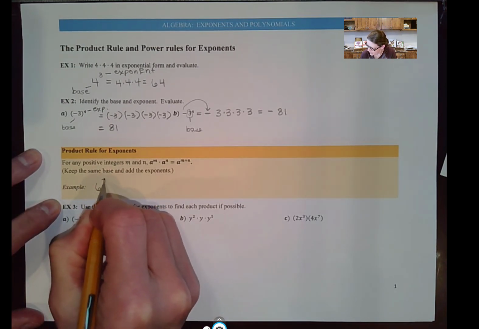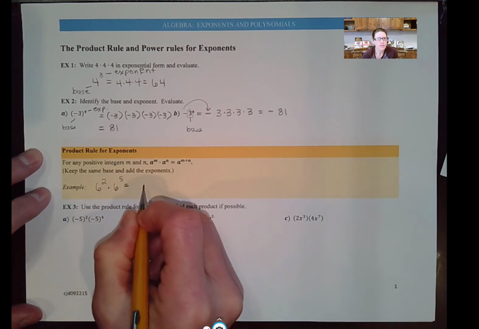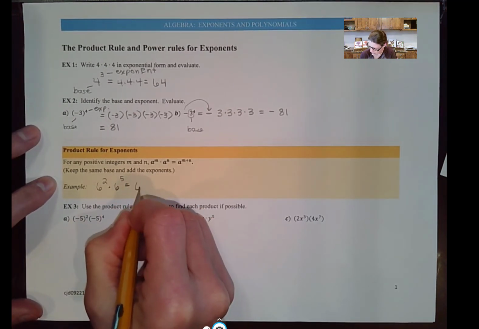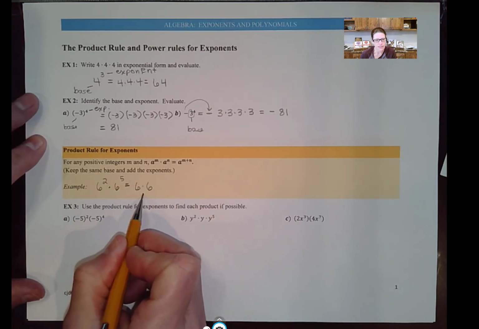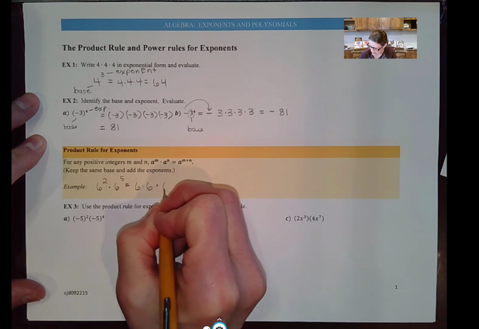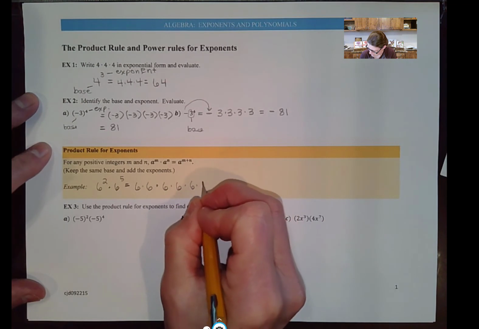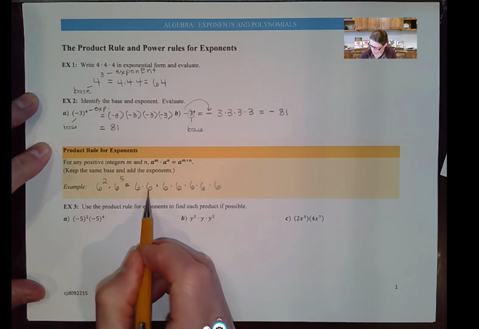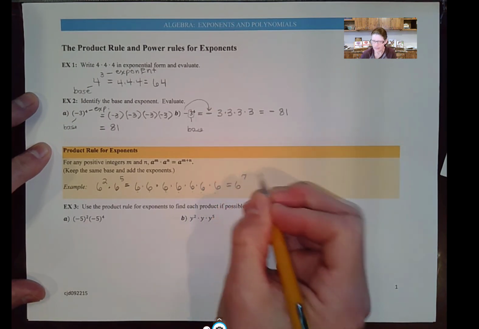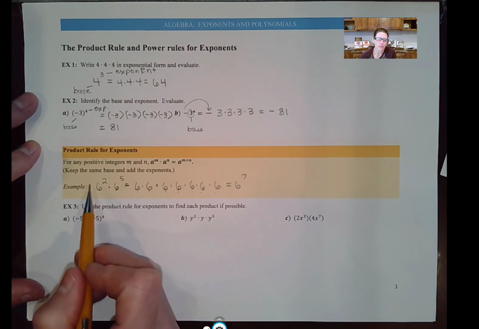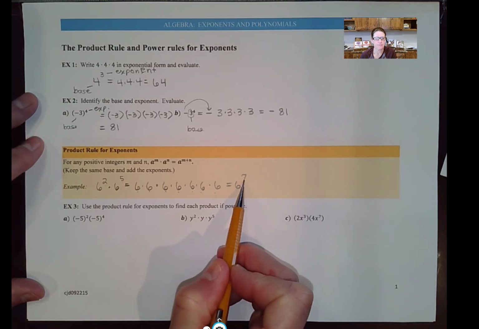For example, if we write 6 squared times 6 to the 5th, well, disregarding the product rule and just evaluating this as we did our previous examples, 6 squared is 6 times 6. And if we multiply that times 6 to the 5th, in other words, we put in 5 more of those 6's, we've got 1, 2, 3, 4, 5, 6, 7 in total. And we can also write that as 6 to the 7th. So the product rule for exponents gives us a shortcut. Okay, 2 plus 5 is 7, isn't it?